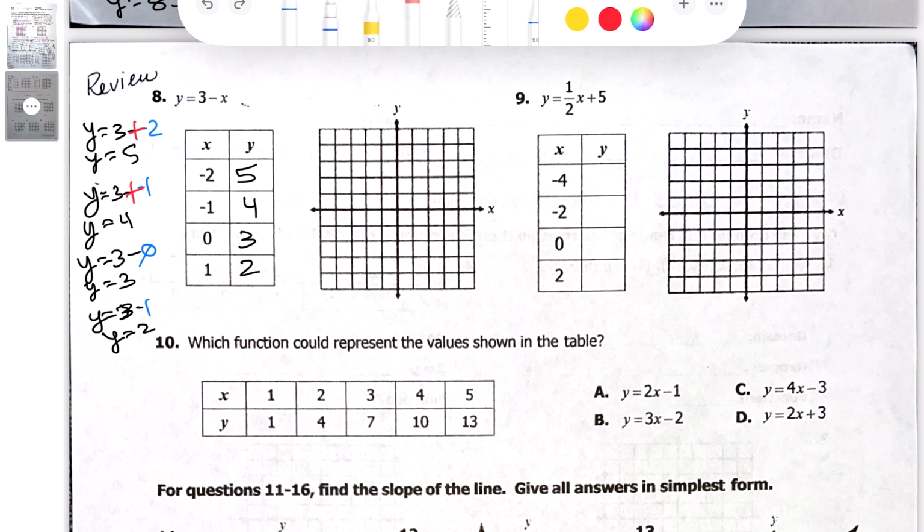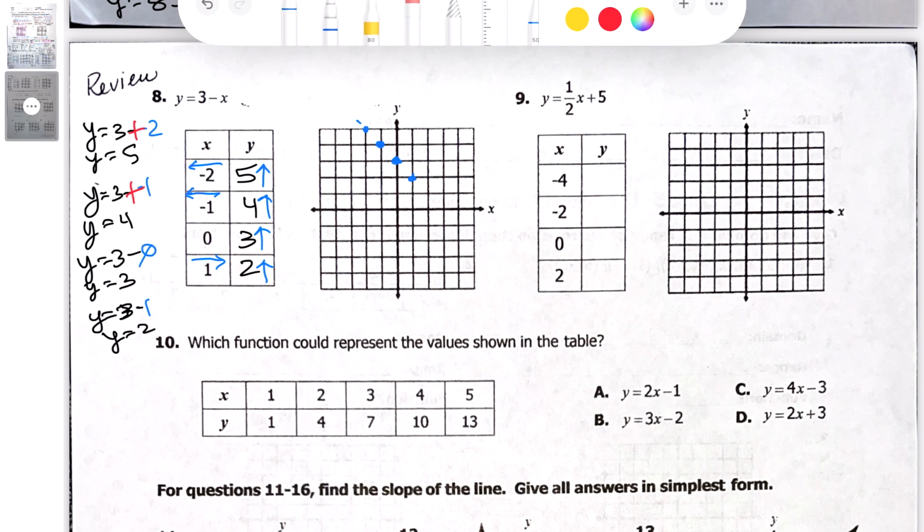So now I'm going to go through and graph these. I'm going to go left 2 and then up 5. Get rid of that line that just popped up there. So left 2 up 5. Left 1 up 4. I'm not going to go right or left on 0, but I'm going to go straight up to 3. One more. Right 1 up 2. I'm losing my mind here.